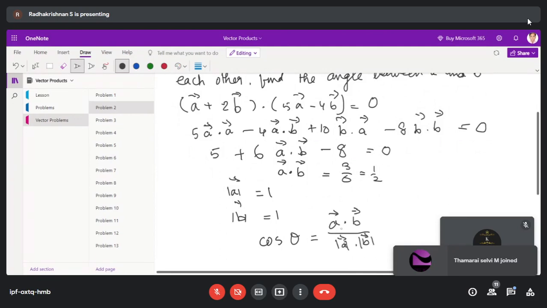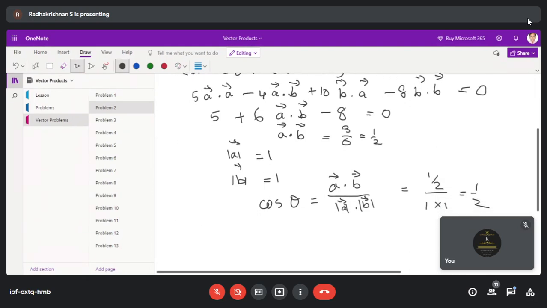You remember, right? A dot B equals magnitude A into magnitude B into cos theta. Therefore, cos theta equals A dot B divided by magnitude A into magnitude of B. So, what is it? Half by 1 into 1, right? Got it? So cos theta equals half. So theta is equal to 60 degrees, sir. 60. Good.